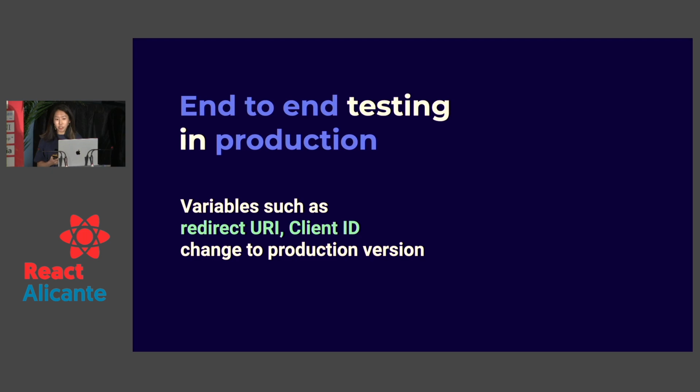Testing in production. I wanted to share some tools that were useful for me when it comes to carrying out end-to-end tests in production. So let's say that you finished writing the code and are ready to release this feature to production. But then you want to carry out end-to-end testing. Basically, you want to follow the entire user journey yourself before you release it. But then how do you do this in production? Because all the variables that I showed you earlier, such as redirect URI or client ID, will be changed to the production version. And when this happens, you cannot test this in your local environment anymore.